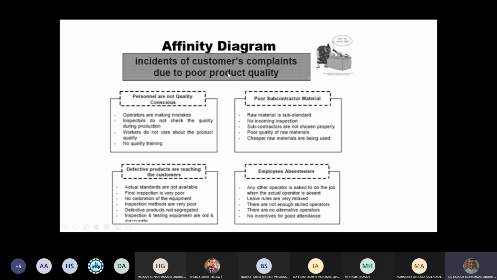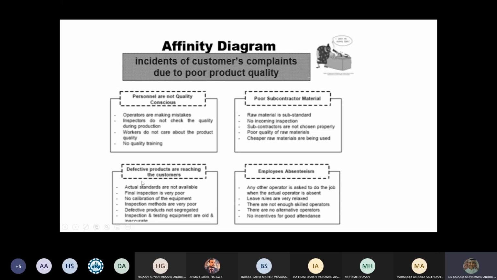So it's written that customers are complaining that there is a poor product quality. Why is there poor product quality? The product quality could be very poor for some reasons. It could be related to the subcontractor material. The contractor is bringing bad materials. It could be related to the personnel, the people who are working. They are not quality conscious, so they're making many mistakes. The workers are careless. They don't put any care.